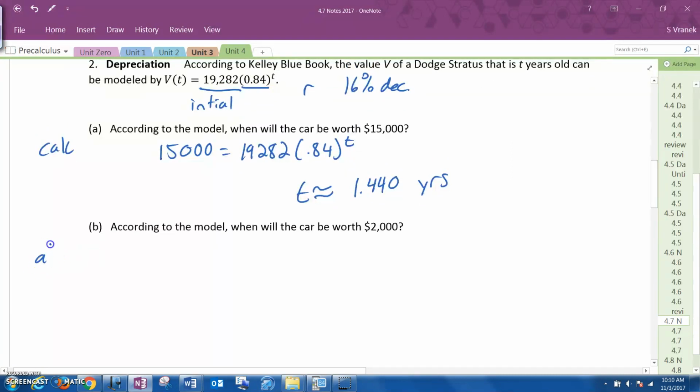So now we can do algebra again. 2,000 is equal to the same model.